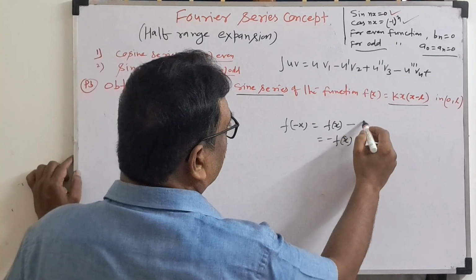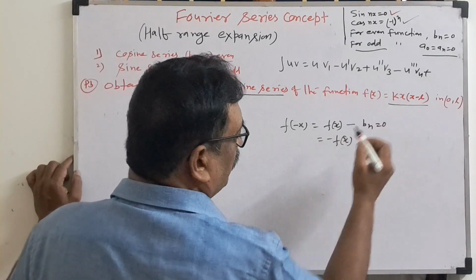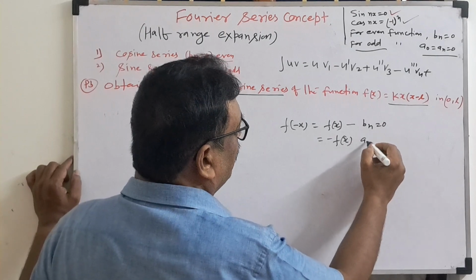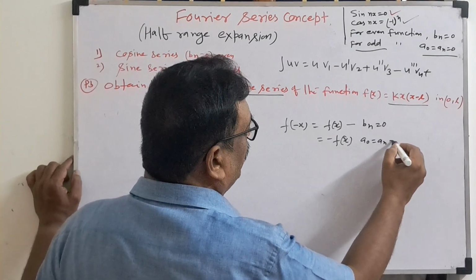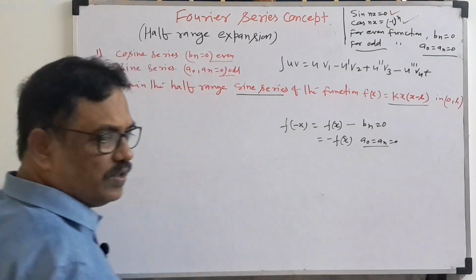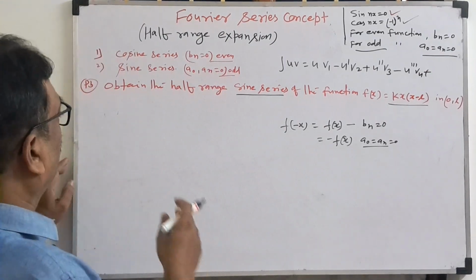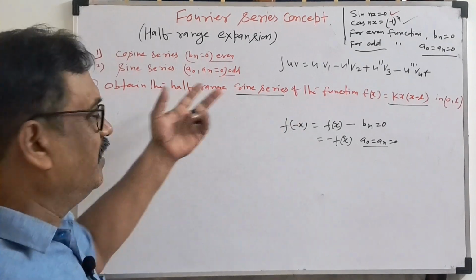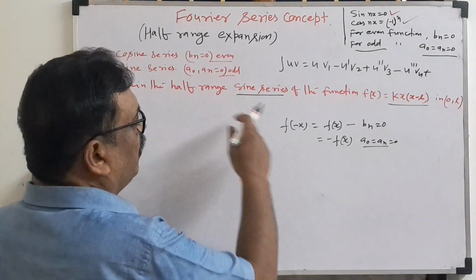So if even function, one Fourier coefficient will be 0, bn will be 0. If odd function, a0 and an will be 0. That means two Fourier coefficients need not be found. So what is the given question here? After the half range sine series, they already mention sine series. So we have to go like odd function.